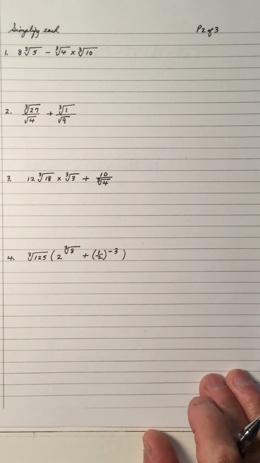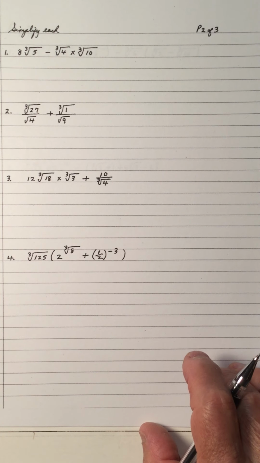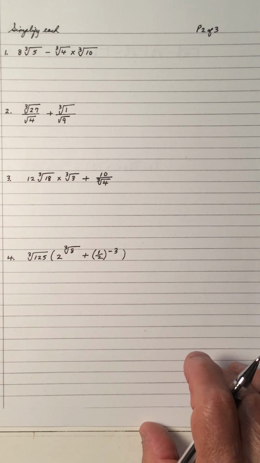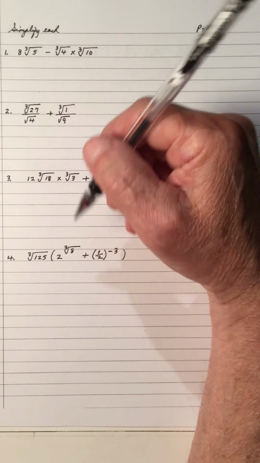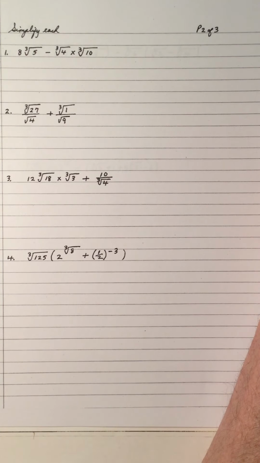Simplify each, so we're simplifying different operations on the cubic radicals. That's multiply, add, subtract, and divide, and combinations. Simplify each. You can pause your video and work each of these out if you want before I do them to see if you can handle it.